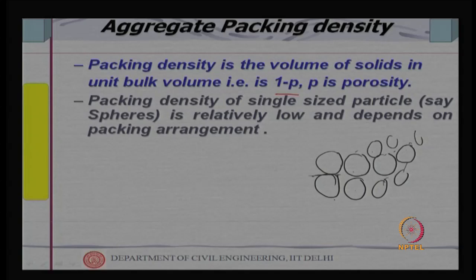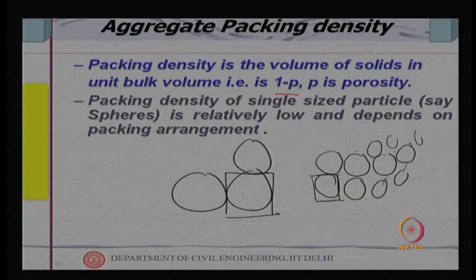Then the void content I can find out. I can find out the void content or porosity, because all particles are touching each other. So, if I find out this volume, the volume of solid will be this and total volume will be this. If the diameter of the particle is d, d cube will be my total V, and Vs will be equal to pi d cube by 6.